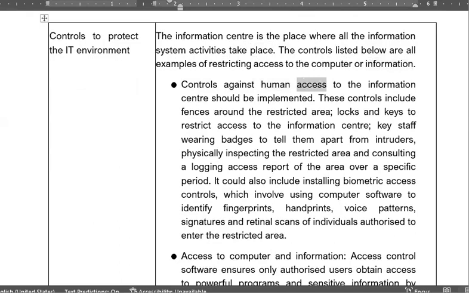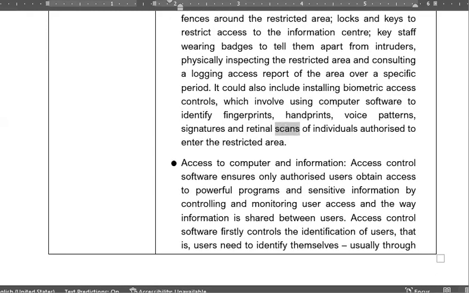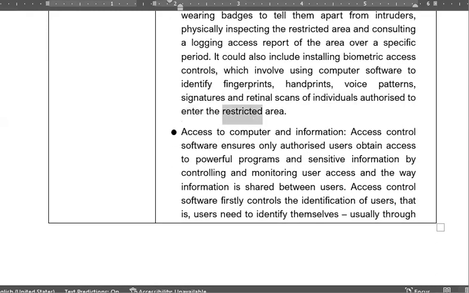Controls against human access to the information center should be implemented. These controls include fences around the restricted area, locks and keys to restrict access to the information center, key staff wearing badges to tell them apart from intruders, physically inspecting the restricted area and consulting a logging access report of the area over a specific period. It could also include installing biometric access controls, which involve using computer software to identify fingerprints, handprints, voice patterns, signatures, and retinal scans of individuals authorized to enter the restricted area.